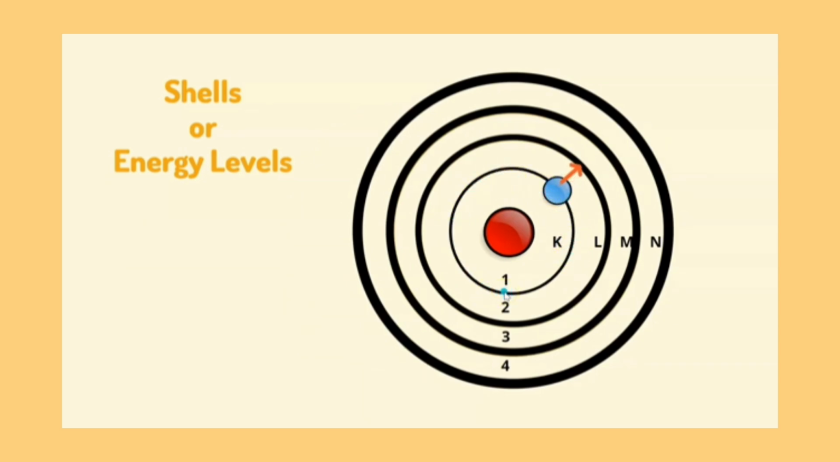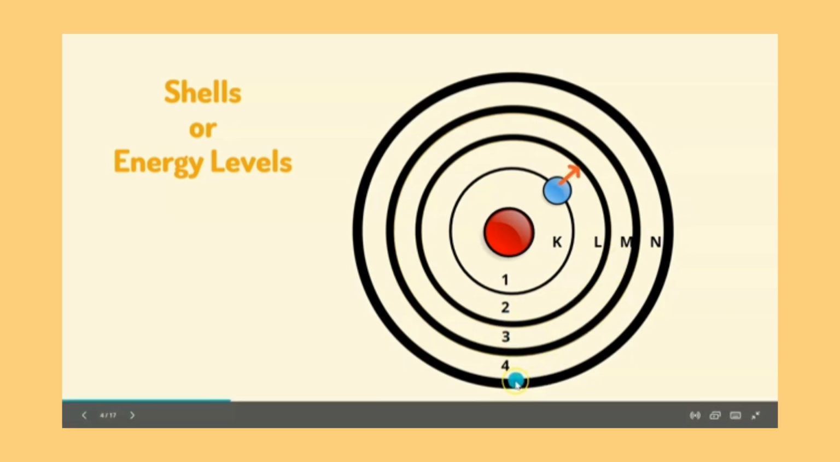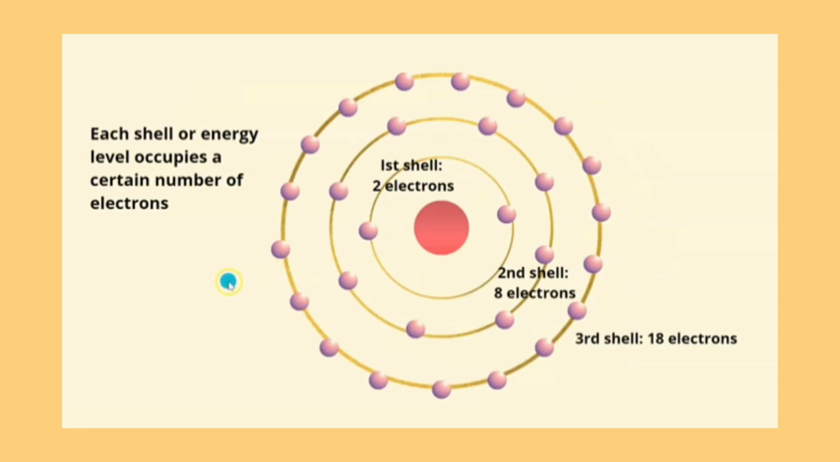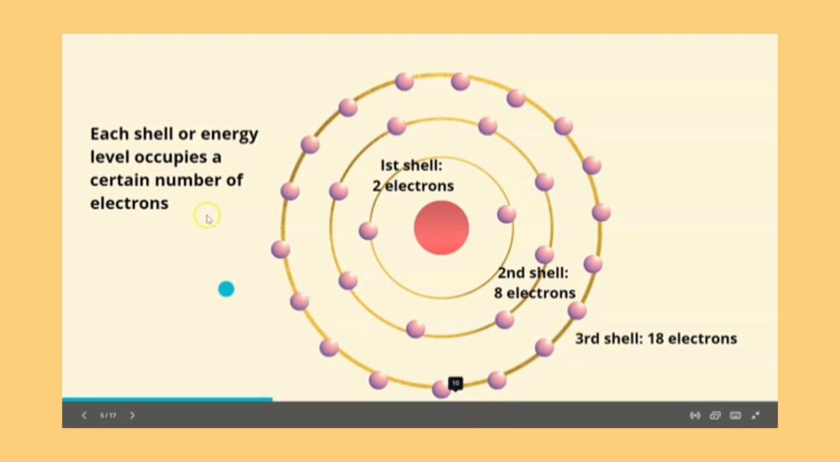You can see the first shell is denoted by K, the second shell is denoted by L, the third shell is denoted by M, and in the same way the fourth shell by N. The numbers 1, 2, 3, 4 are quantum numbers and are also called energy levels. Here we see how many electrons are present in each shell. The shell closest to the nucleus contains 2 electrons. Similarly, the second shell or L shell has 8 electrons. The third shell can have 18 electrons, and the fourth shell has 32 electrons.